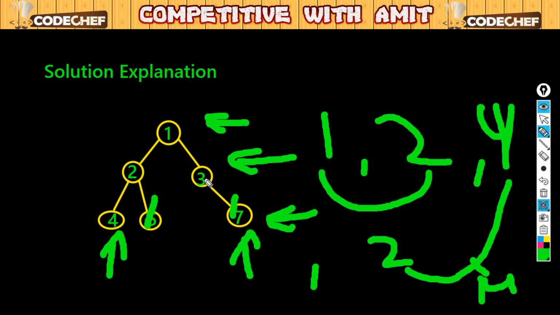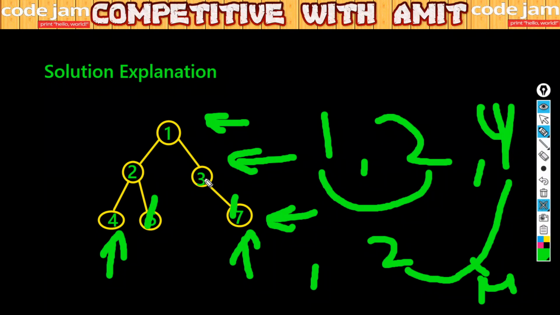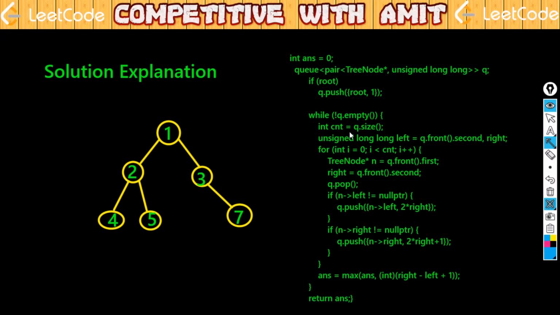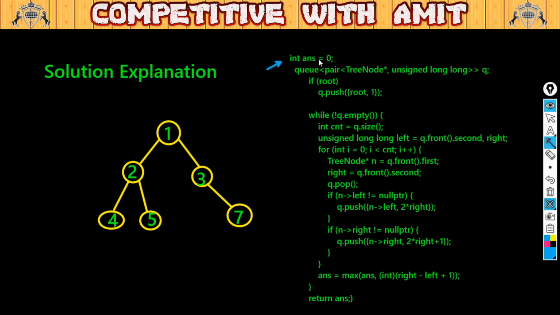So now we'll implement this using code. We will see our code and then we'll submit our solution. Now let's look at our solution. So this is our solution. First of all I have initialized the answer. At the end the answer will hold the maximum of the values.